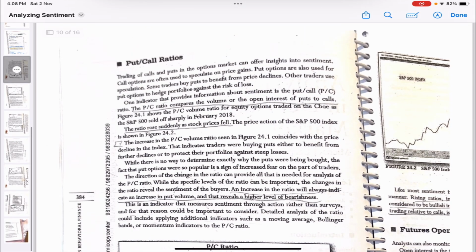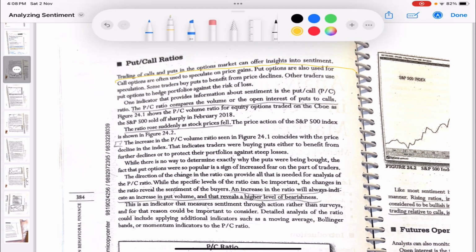So, the most important sentiment analysis tool, which is used by most of them, is known as the put call ratio or the PCR. Trading of calls and puts in the options market can offer insights into sentiment. Call options are often used to speculate on price gains. Put options are used to speculate if you think that the price will go down. Some traders buy puts to benefit from price declines. Other traders use put options to hedge their portfolios against risk.